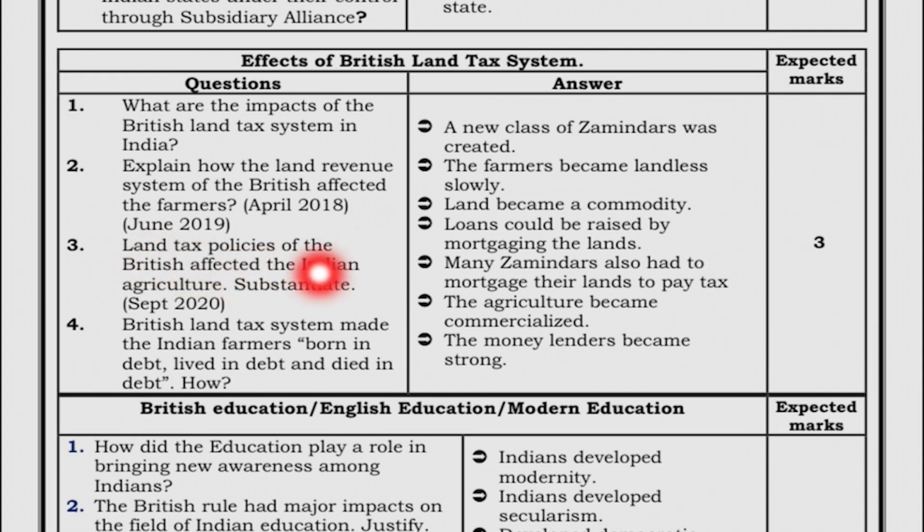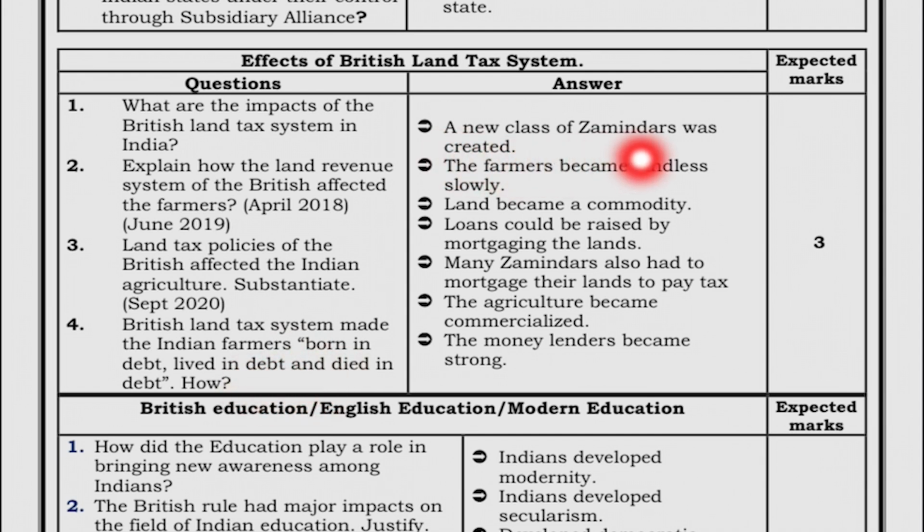Land tax policies of the British affected the Indian agriculture. September 2020: British land tax system made the Indian farmers born in debt, live in debt and die in debt. How? Very important question. We can expect this question this year.